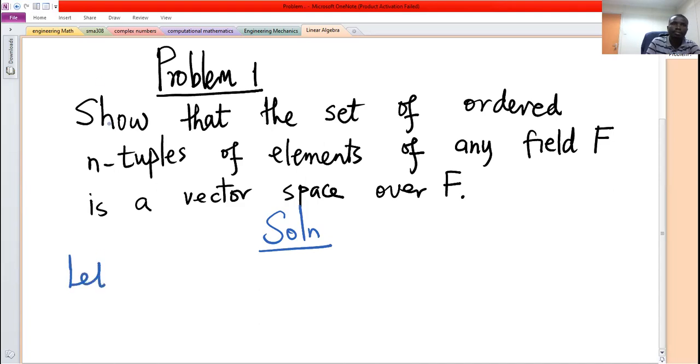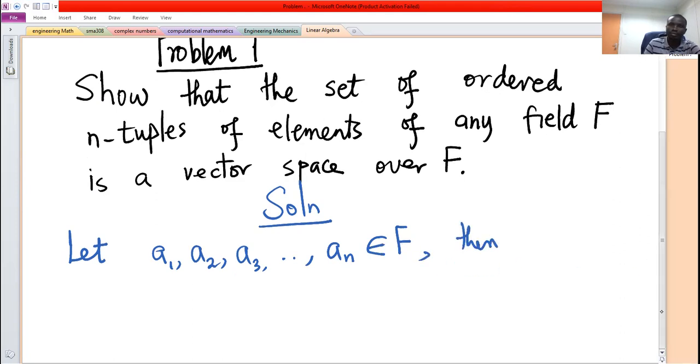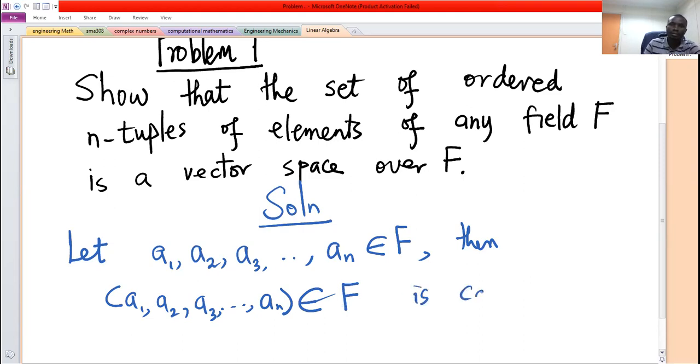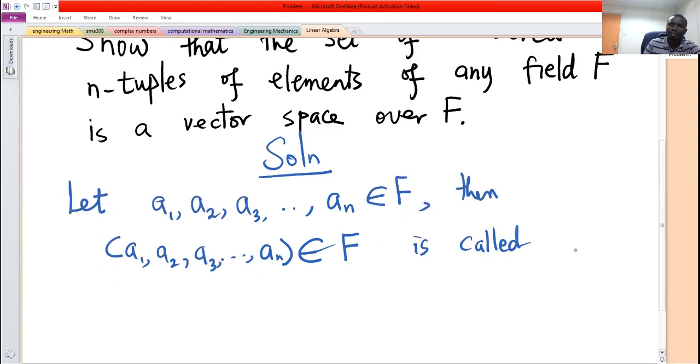is to say, let A1, A2, A3 up to An be elements in the field F, then (A1, A2, A3, up to An), which is an element in this field F, is called an ordered n tuple.